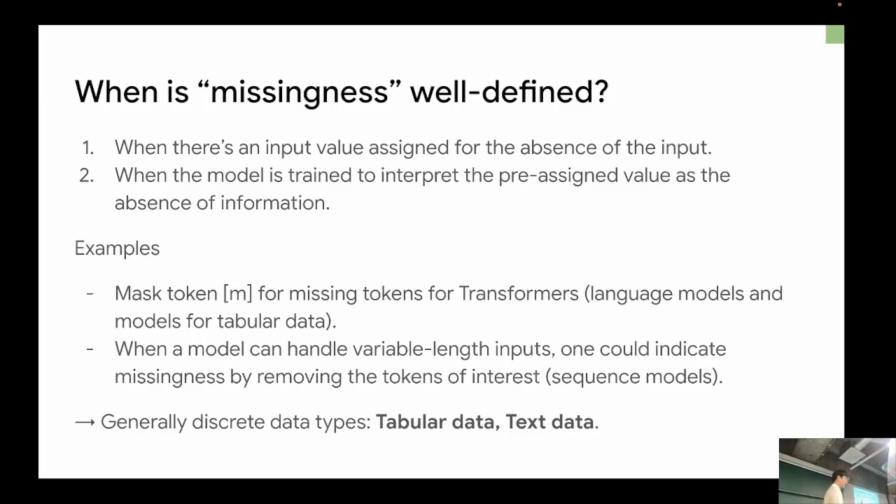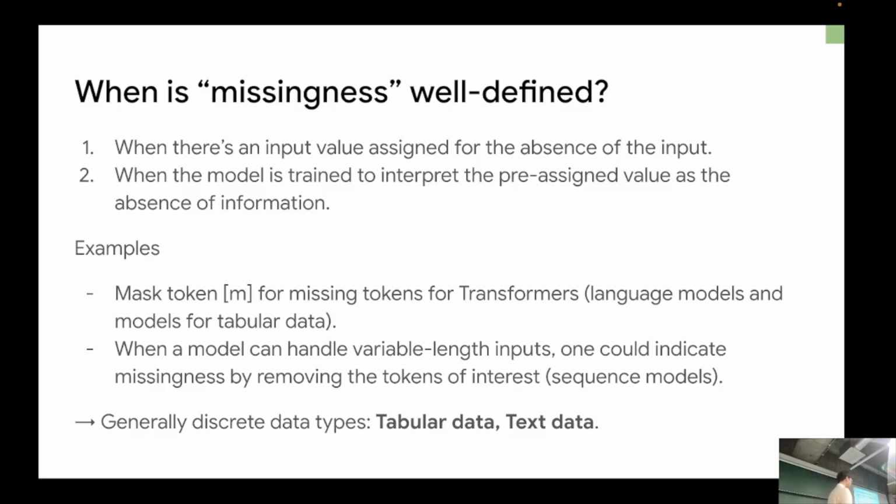Images have a very rigid dimensionality as an input. So if you wish to remove some information there, you actually have to fill in those pixels with some information. But for languages, you can just delete it and that's fine. And typically there's a token assigned for missing values, like the mask token.